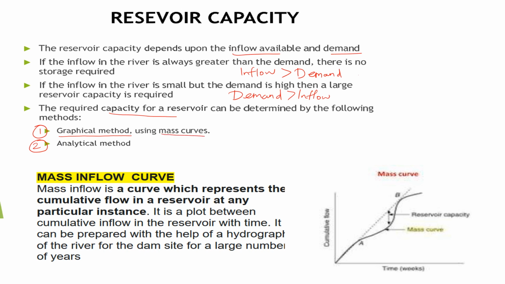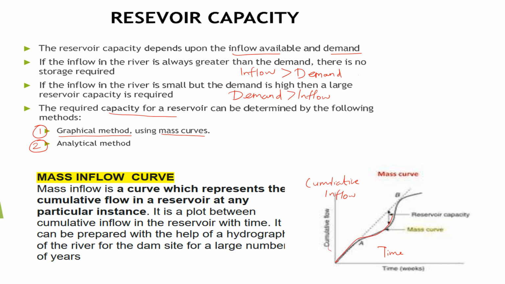I think we already discussed the mass curve in module 1. If you don't remember, no need to worry, I will give a summary of what a mass inflow curve is. A mass inflow curve is a curve between time on the x-axis and cumulative inflow on the y-axis. What is the meaning of cumulative? Cumulative means the summation of all the inflows of a particular time or particular year. A mass inflow curve looks like this.